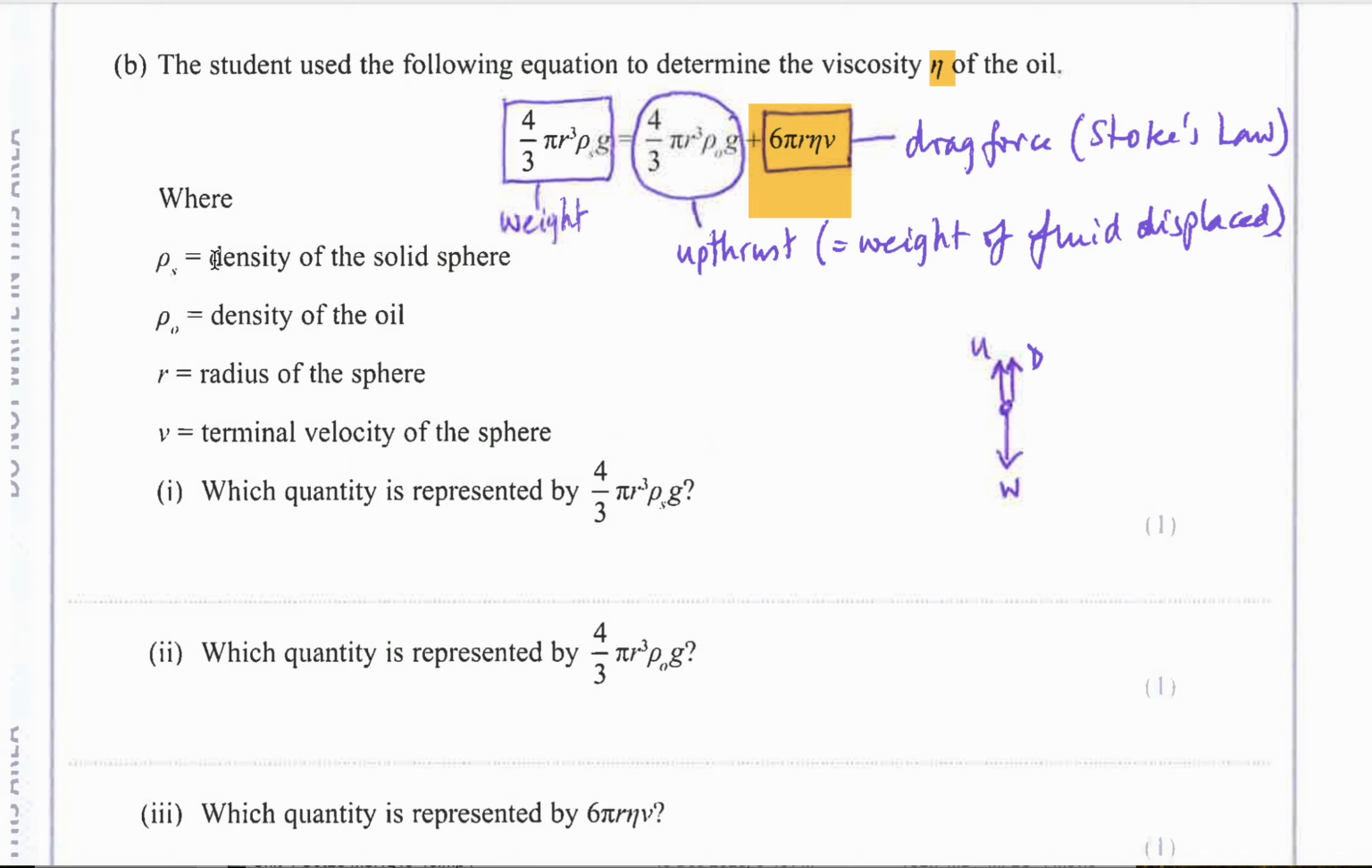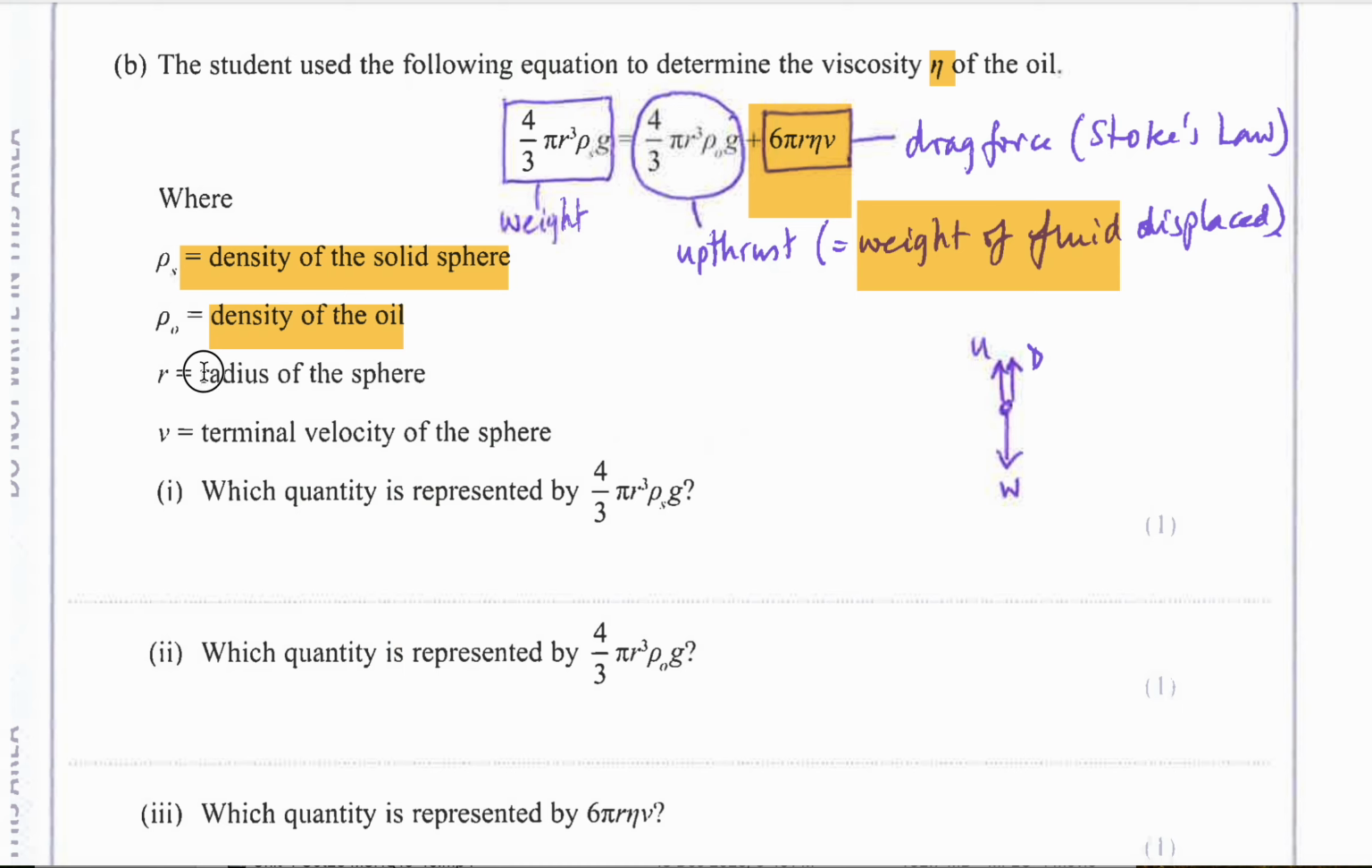And they've given you the different letters, which stand for the density of the solid sphere, so that you need that to be able to work out the weight. So this is the density here for the weight. And then the density of the oil is also given, which is the density in this equation to be able to work out the upthrust, which, as I said, is equal to the weight of the fluid displaced, which means you need to know the volume.